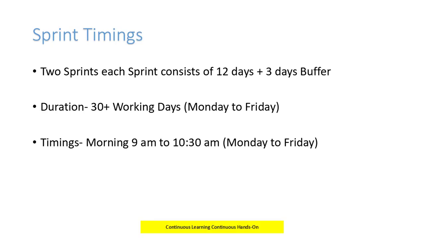Then our timings: we are going with sprints. Each sprint will have 12 plus 3, so 15 days. Total 30 plus working days means it will take almost 1.5 months if you remove Saturdays and Sundays. From Monday to Friday you will continue from 9 a.m. to 10:30 a.m. In this time we will be developing the user stories, we will be analyzing them, and the next day we'll be building that user story.